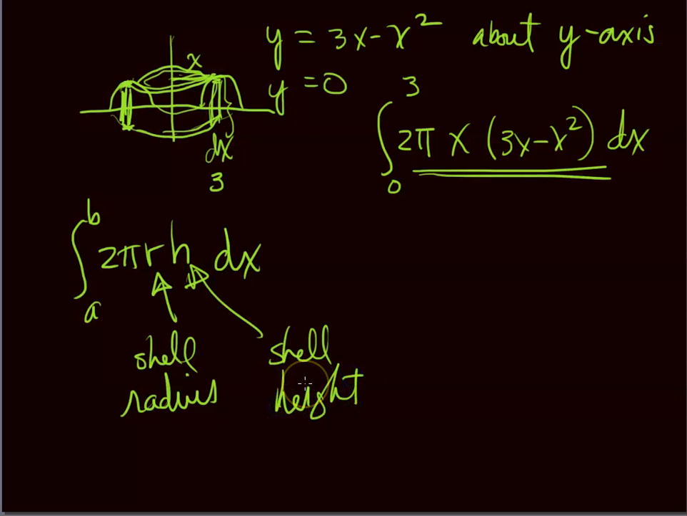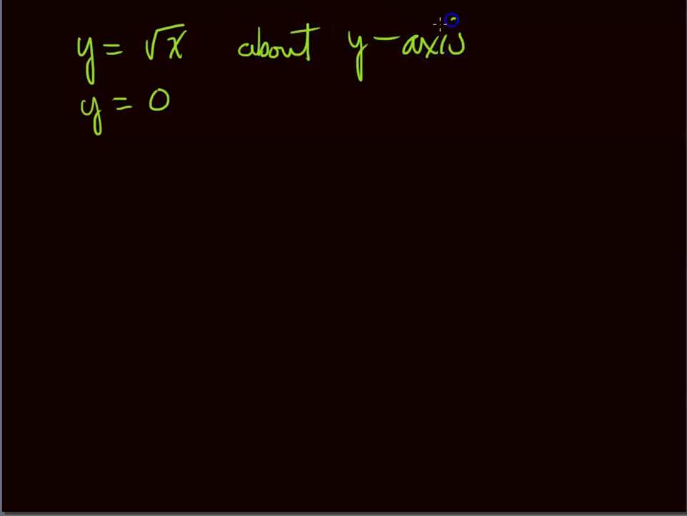Now if we do this horizontally, it's really the shell height would be laying down. Let's use our friend y equals the square root of x, and our other friend, I guess, y equals 0, the x-axis. But let's wrap this around the y-axis. This may be a little easier to follow.